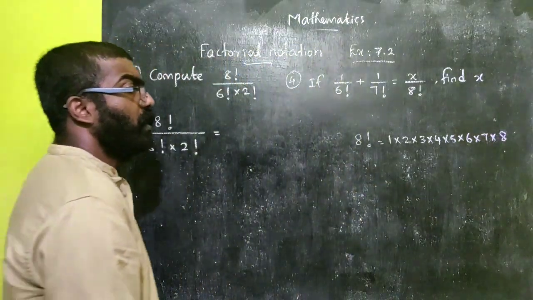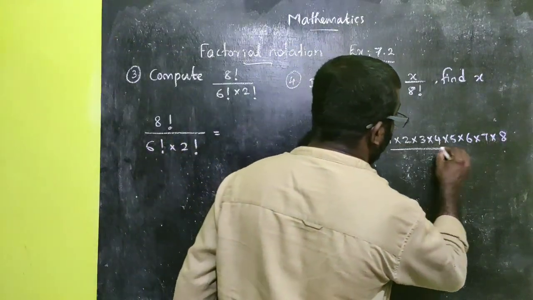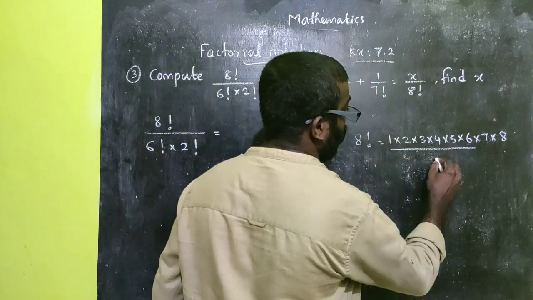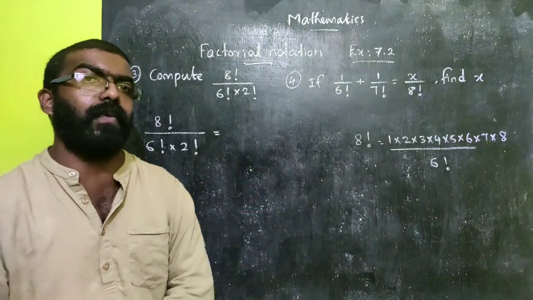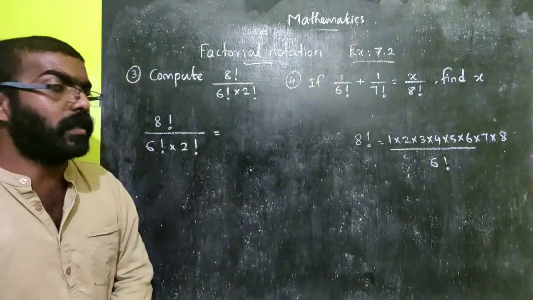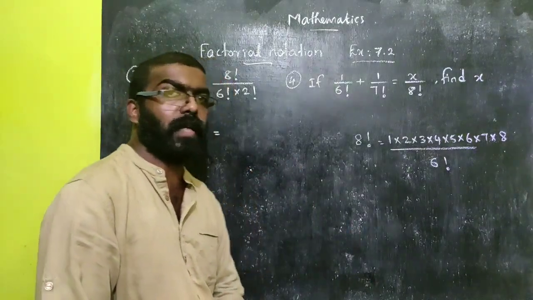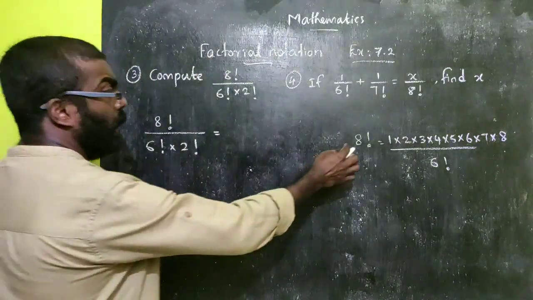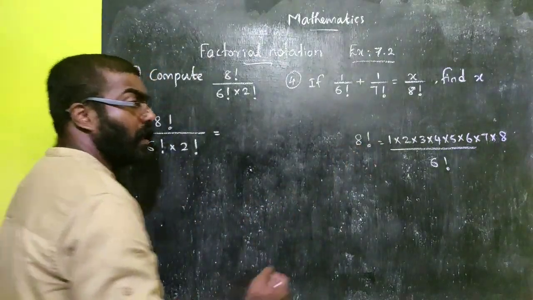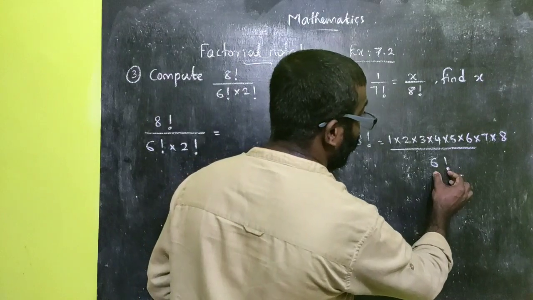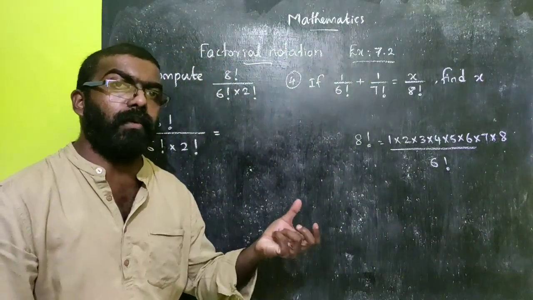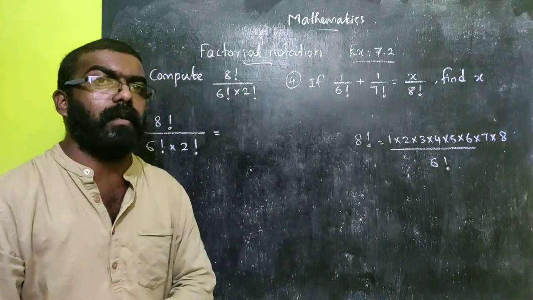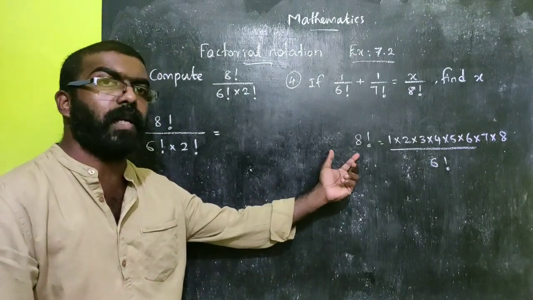Okay. So if we take 1 to 6, what can we write? We can write it as 6 factorial. The product of the first 6 natural numbers, we can consider as 6 factorial. So this 8 factorial can be rewritten as 6 factorial into 7 into 8. Clear? The product of numbers from 1 to 8, we consider as 8 factorial.